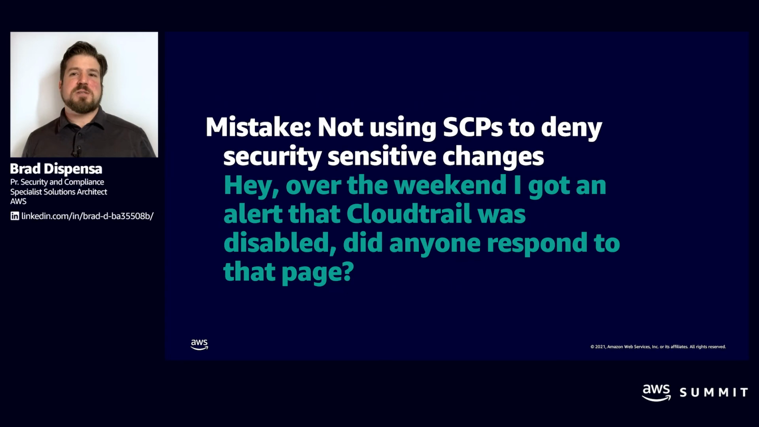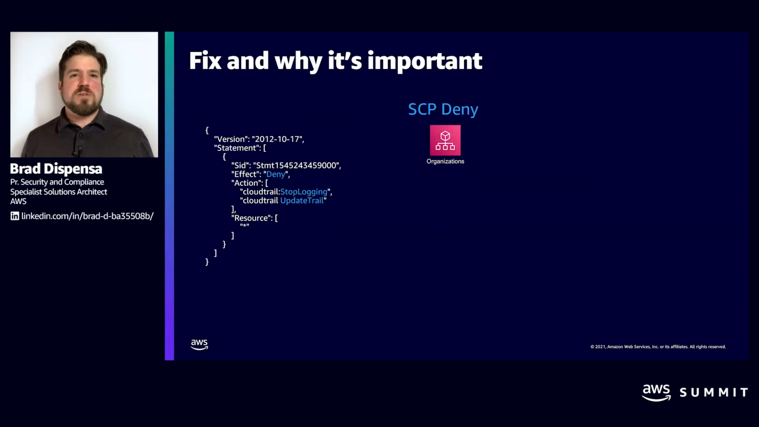The next mistake I see customers make is not using SCPs to deny security-sensitive changes. So the response here is, hey, over the weekend, I got a call and an alert that CloudTrail was disabled. Did anyone respond to that page? We don't want to have that situation. Where we know that there's a security binary that should never take place, simply enforce it in the service control policy. In this case, sensitive operations like disabling CloudTrail for the vast majority of AWS customers never happen. So instead, rely on creating an SCP deny statement that says you simply cannot perform these operations, and don't rely on good intentions or after-the-fact event alerts.